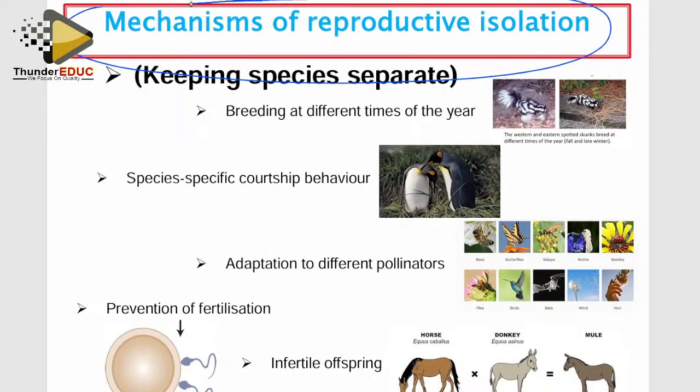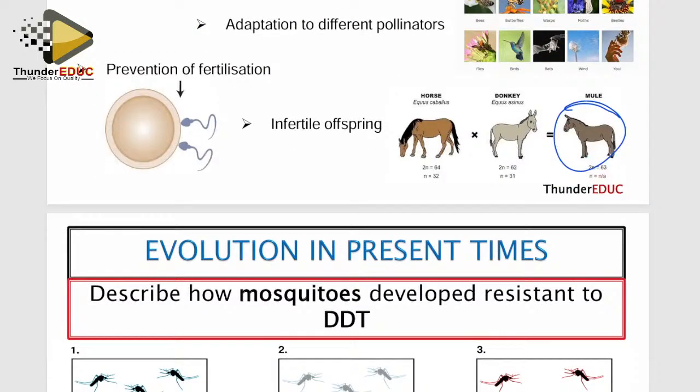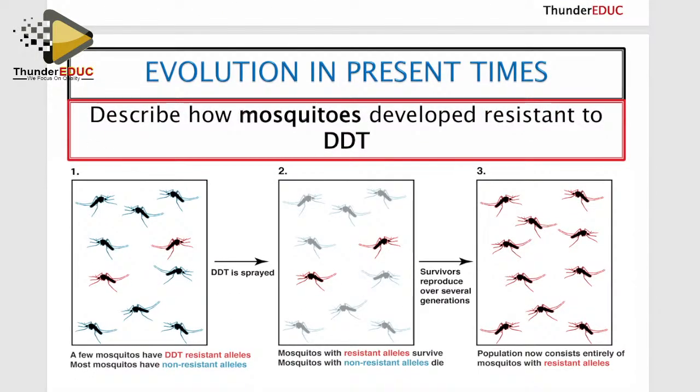So these are the different ways in which species are separated. You can be separated by breeding at different times of the year. Courtship behavior: the way you do courtship is not the same way dogs do courtship. Different courtship behavior, when the frog is doing it, it's nice for them, it's not nice for you. Then number two, different adaptation to pollinator agents. Sometimes you can even have a baby and produce an individual who is infertile. So it's a different way you can separate yourself. Lastly is present day evolution.